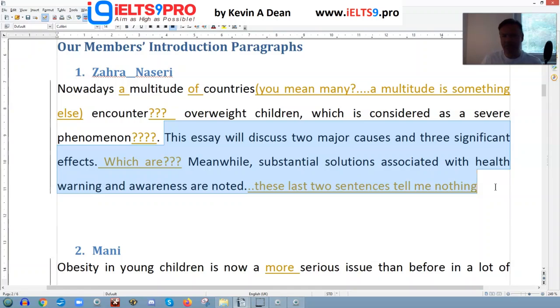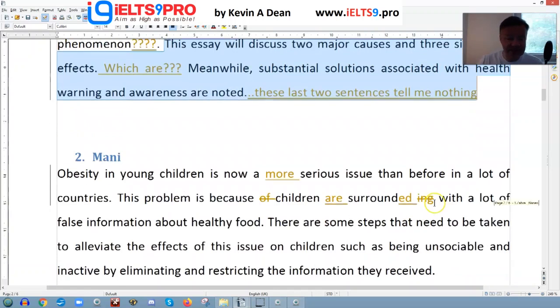Meanwhile, substantial solutions are noted. Well, you don't need to note them, you need to tell me. So these two sentences tell the reader nothing, with no idea what your main ideas are, except that there are some causes and you will talk about something. So that is useless as an introduction.